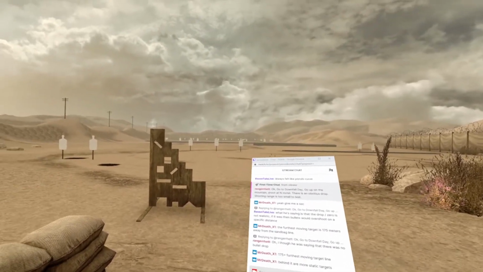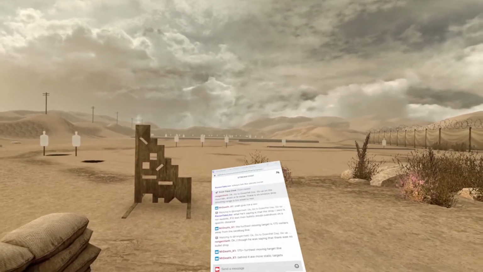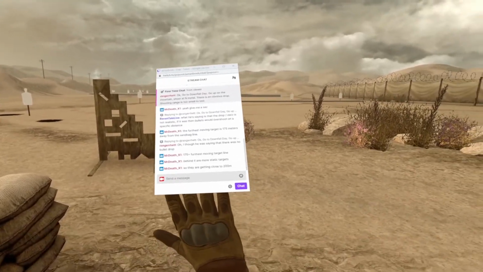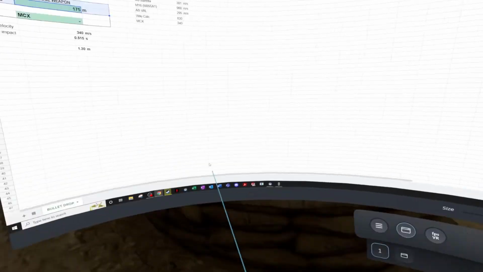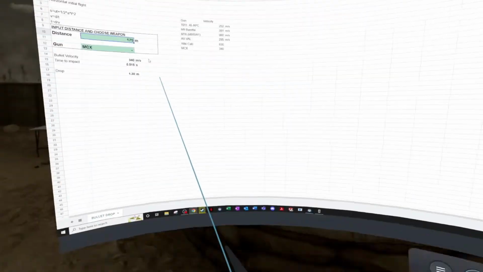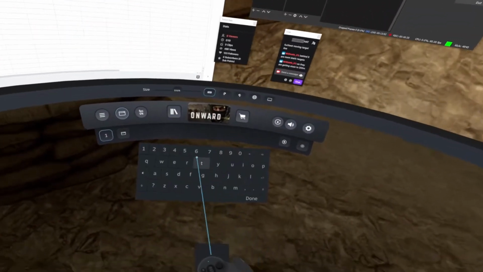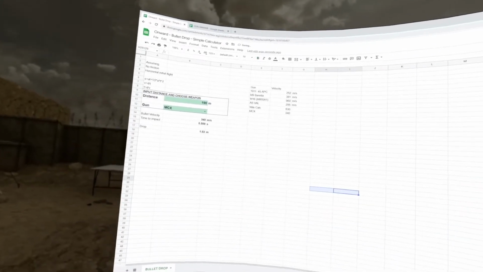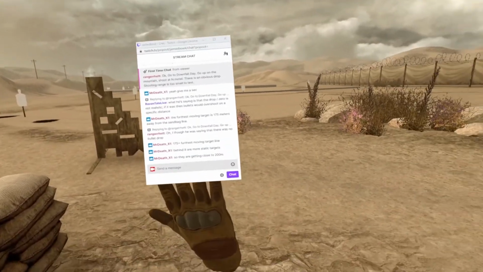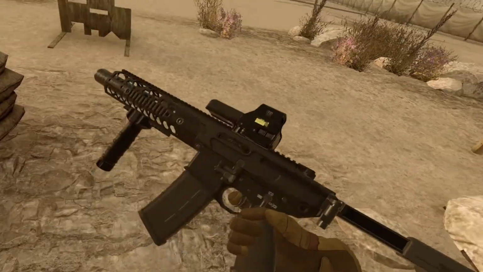Okay, I was shooting at the statics behind the furthest moving. So maybe 200 meters? Yeah, okay, close to 200. I could put 190. One and a half meters. We're not getting 1.5 meters of drop. So definitely on guns like this.